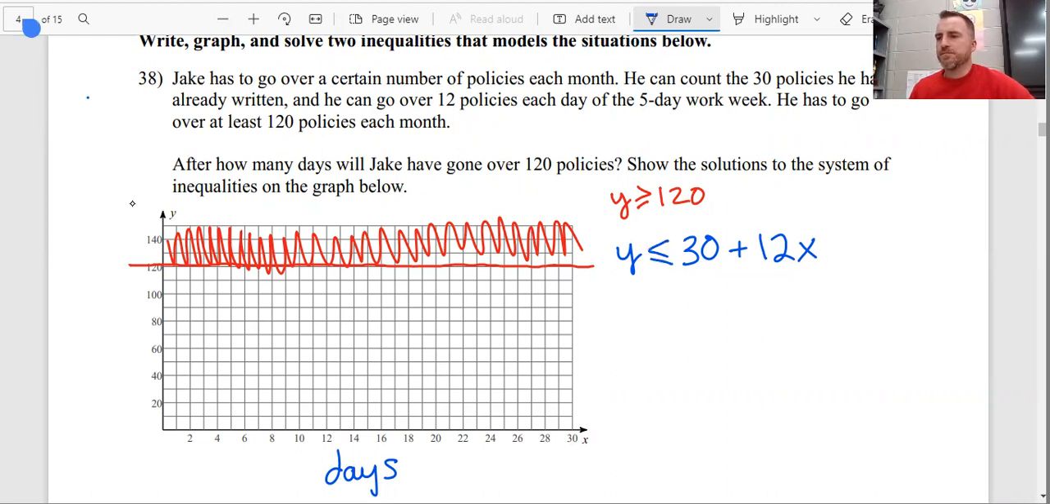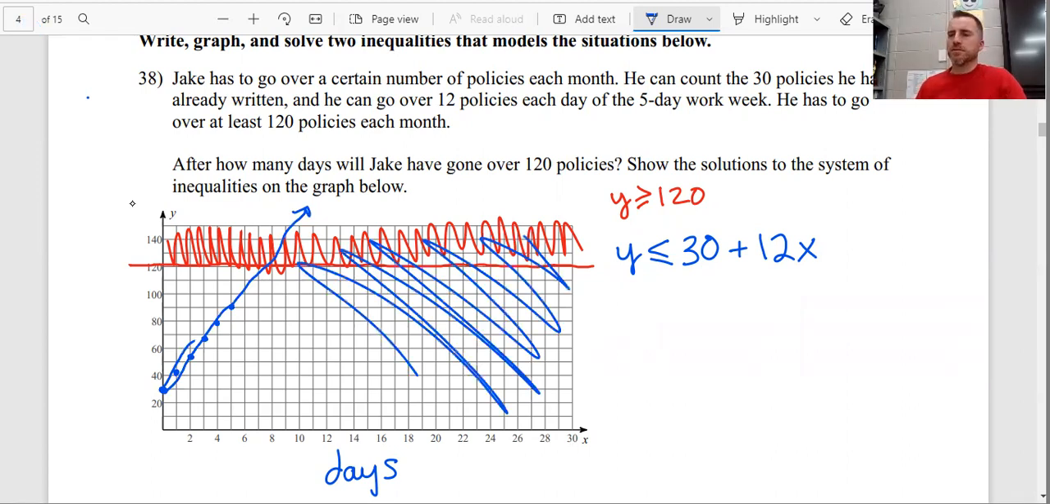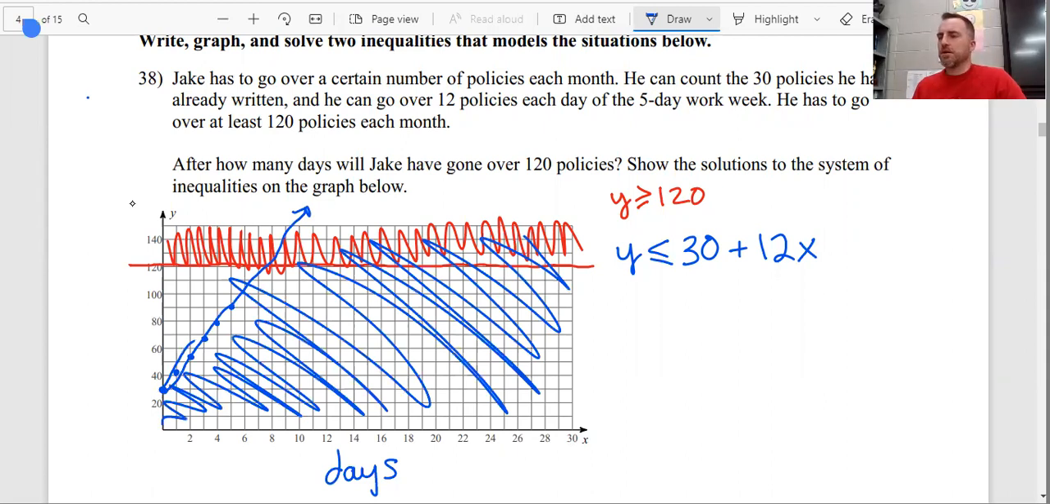We're going to start at 30. The slope of this line is up 12 policies per day. So 42, 54, 66, 78, 90. Draw that line, and then beneath that, those are all the solutions for the policies that he's written.